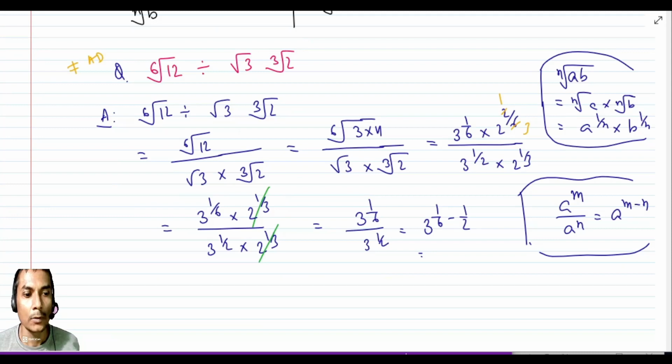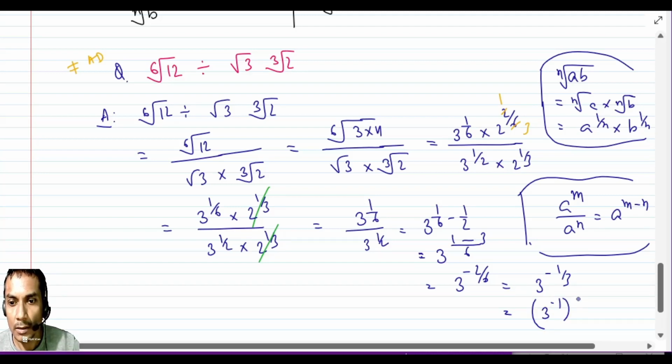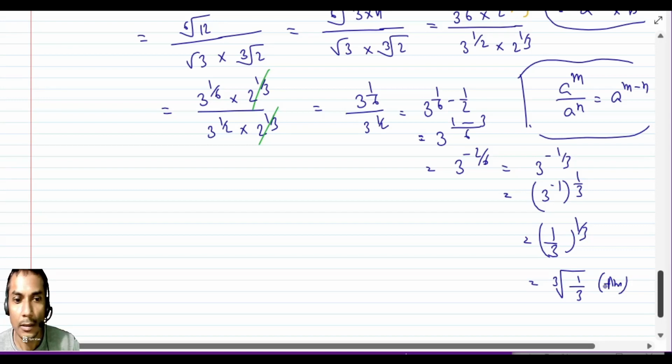So next what you have to do, just 3 to the power 1 by 6 minus 1 by 2, that is 3 to the power 1 minus 3 by 6, that is 3 to the power minus 2 by 6, and it will be minus 1 by 3, and you know that you can write it like this. So 1 by 3 to the power 1 by 3, the cube root of 1 by 3 is the answer. Clear?